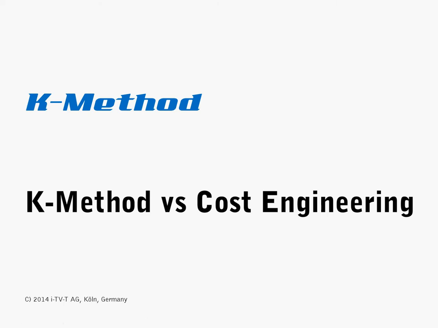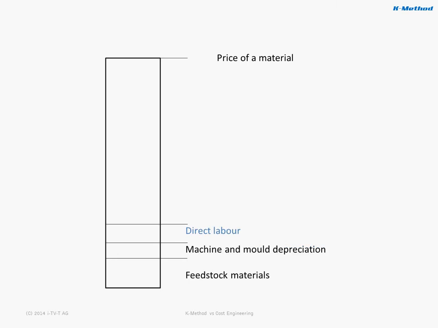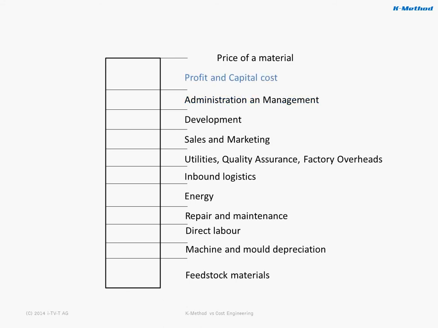The target of cost engineering is to define a cost model which delivers all cost types and the profit margin of a supplier. The typical cost model for packaging materials will take the purchase price of an individual material and split this price into feedstock materials, machine and mold depreciation, direct labor, machine repair and maintenance, energy, inbound logistics, utilities, workshop, factory overheads inclusive quality control, sales and marketing, development, administration and management, and finally, profit and capital cost.